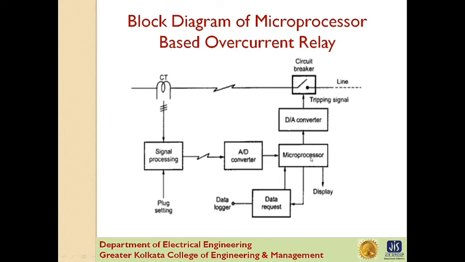The microprocessor is a block of decision making. The received digital signal is compared with the reference to generate the analog signal to operate the trip coil. This is achieved by a DA converter. The data logger captures the data and sends it to the microprocessor when there is a request from the microprocessor. The information can be displayed with a suitable display device, taking the signal from the microprocessor.